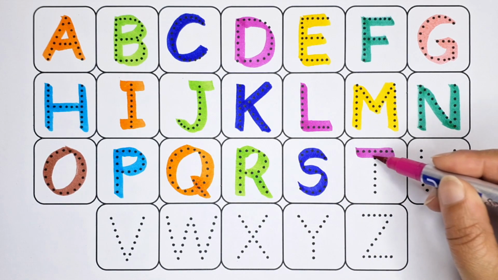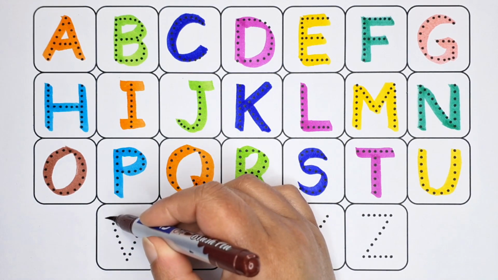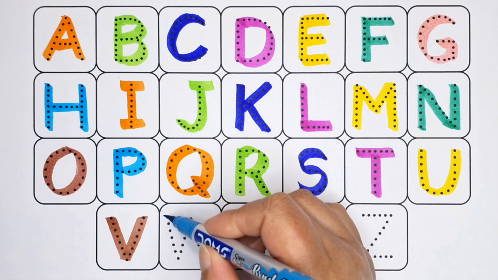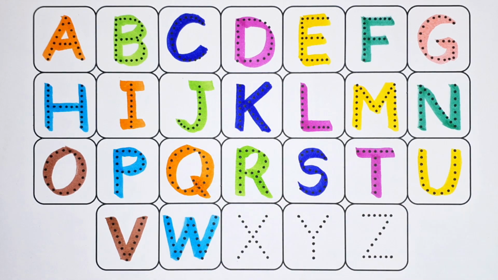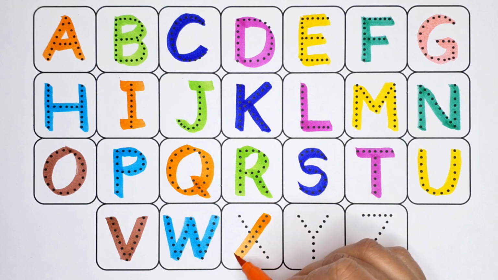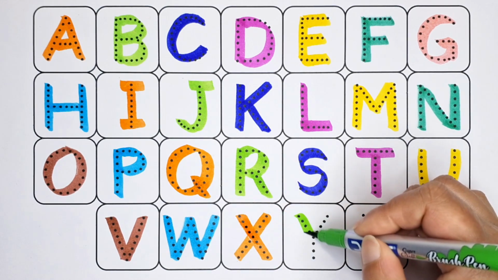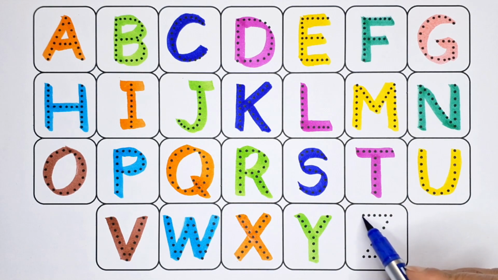T for turkey. U for umbrella. V for fan. W for water. X for X-ray. Y for yellow. Z for zebra.